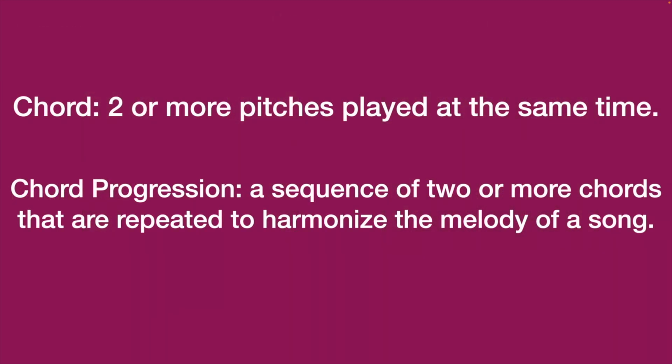So what do we use to make harmony? Well, harmony is made up of chords. And a chord is simply two or more pitches that are played at the same time. And harmony is made up of what we call chord progressions. A chord progression is a sequence of two or more of these chords that are repeated to harmonize the melody of a song.